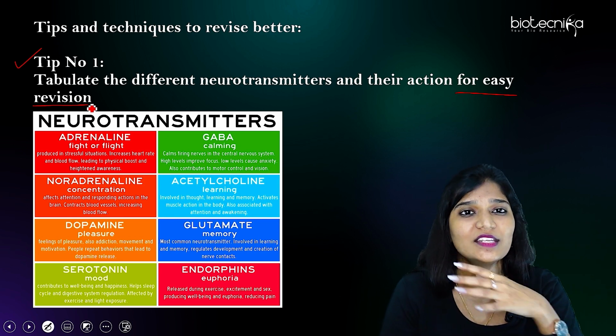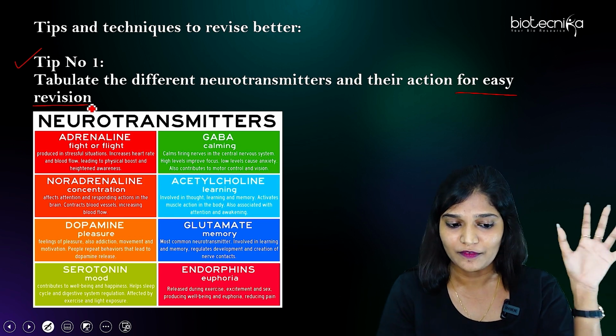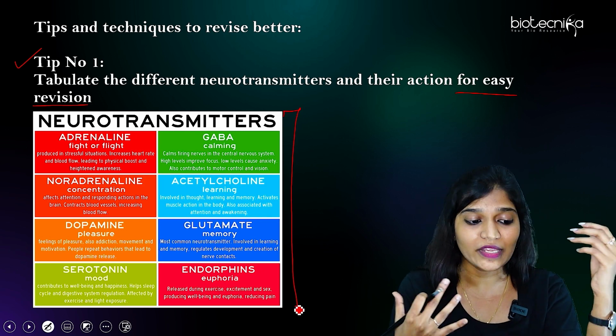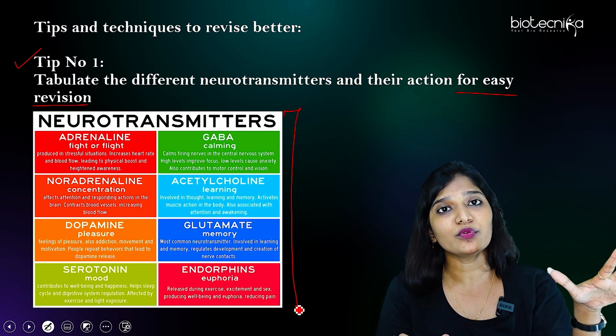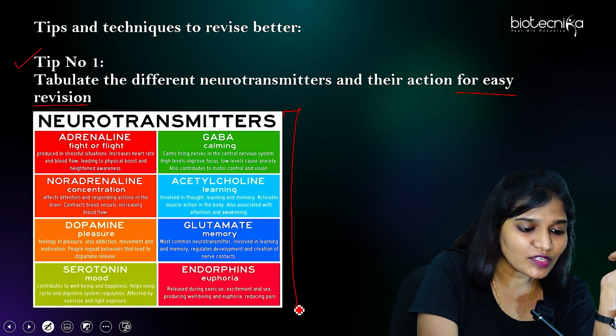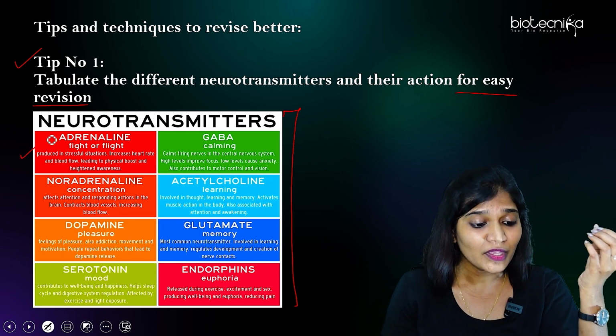You can finish off within a day, within 2 to 3 hours you can finish off. So you can make tabulation like this according to your own interest. You can list out all the neurotransmitters, where they are produced, and what their action is. I'm going to take one example, adrenaline.